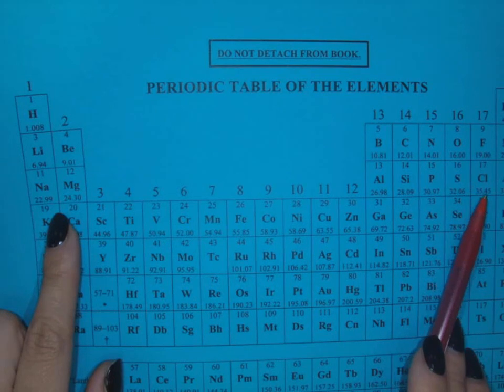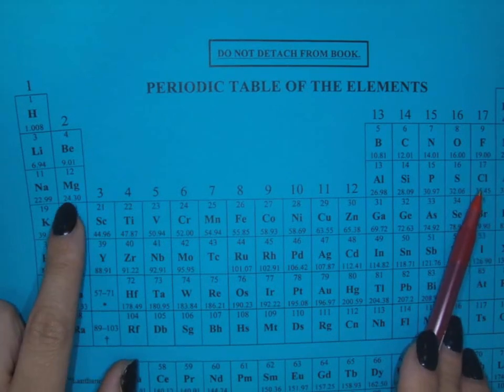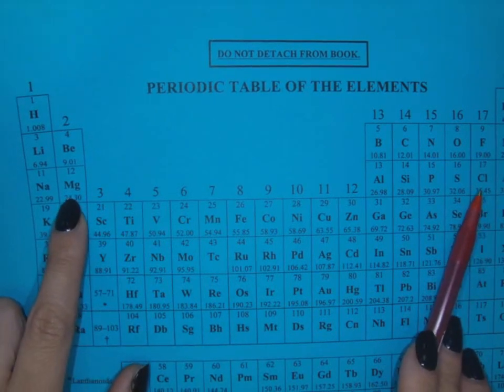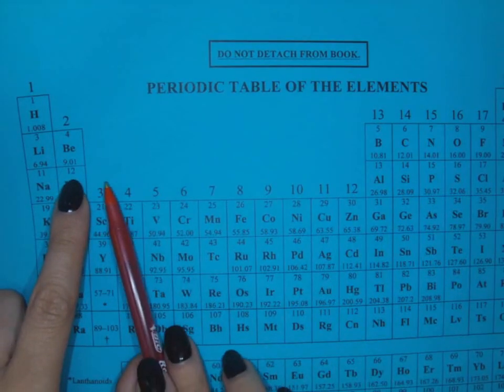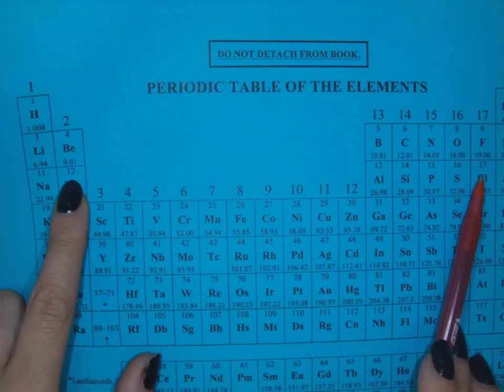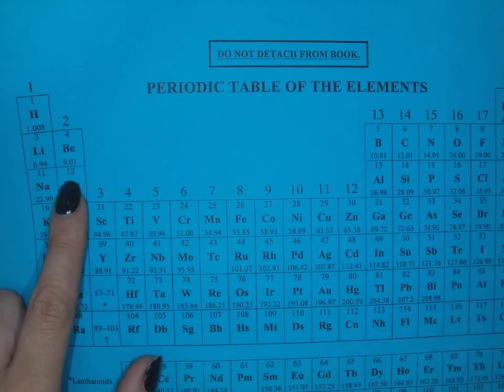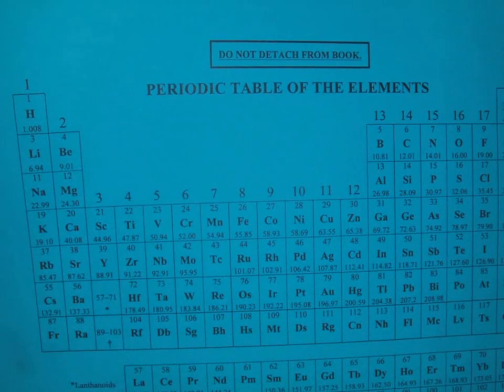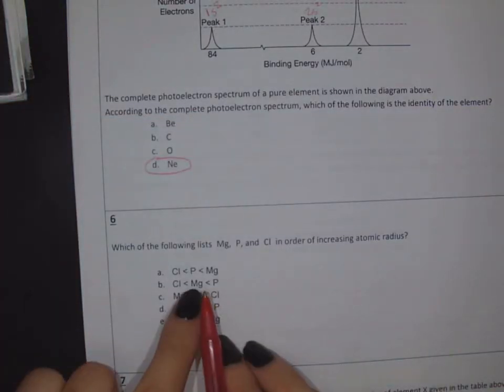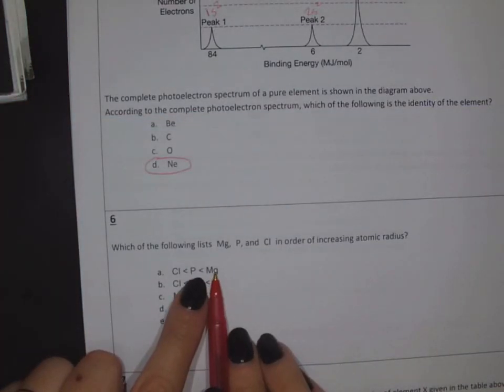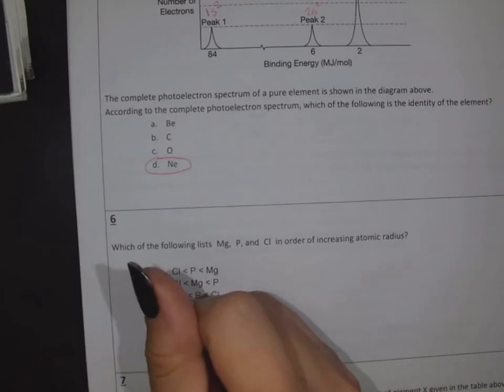Even though the mass number is getting bigger, the atomic radius actually gets smaller going from left to right, and that's because the number of protons pulling on the outside electrons increases. So it has a stronger attraction pulling those electrons in closer to the nucleus. So chlorine of these three would have the smallest radius, then phosphorus, and magnesium would have the biggest.